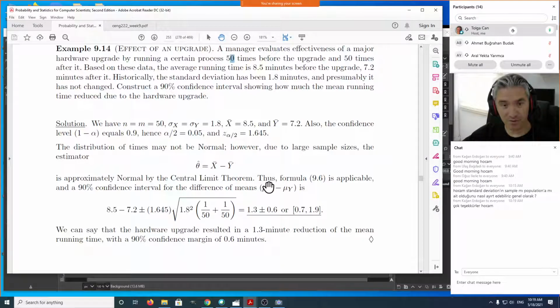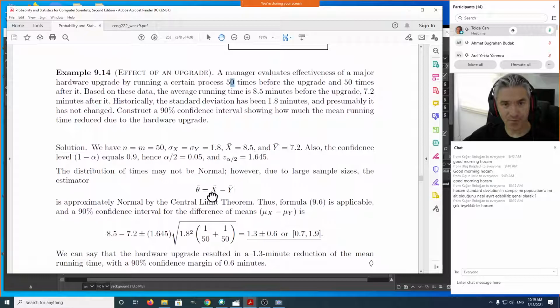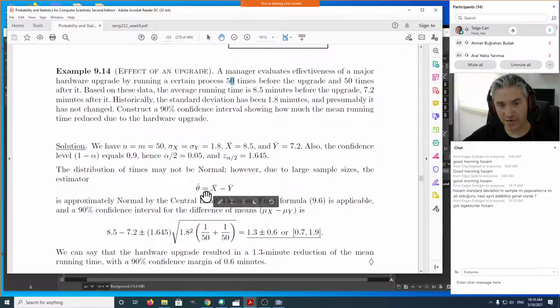Since you subtracted, X bar was the average running time before the upgrade, and Y bar is after the upgrade. So we want theta being large to be something good, right? Because before the upgrade, we want the running time to reduce. So we want Y bar to be small, and so we want this difference to be large to say that the upgrade is successful.